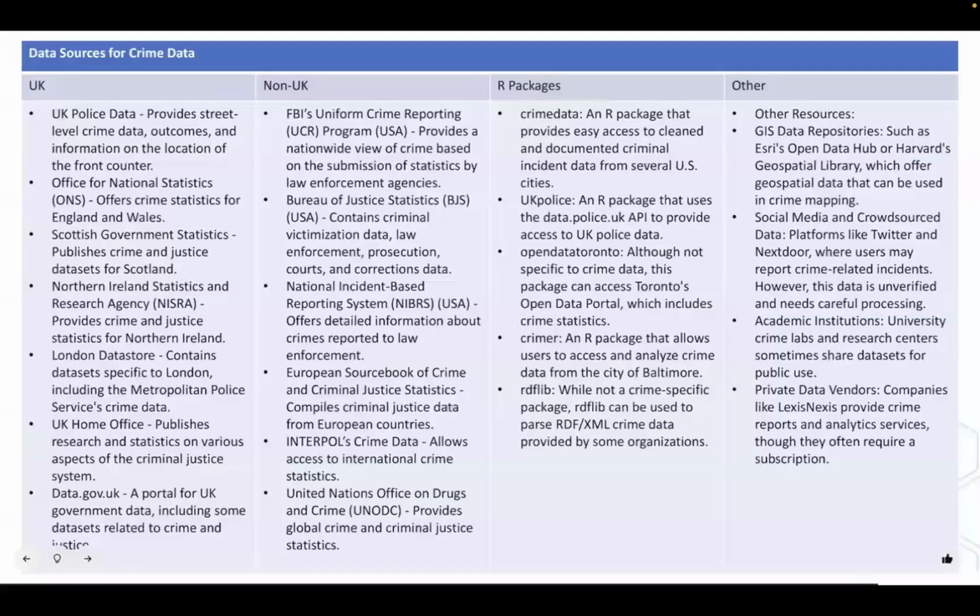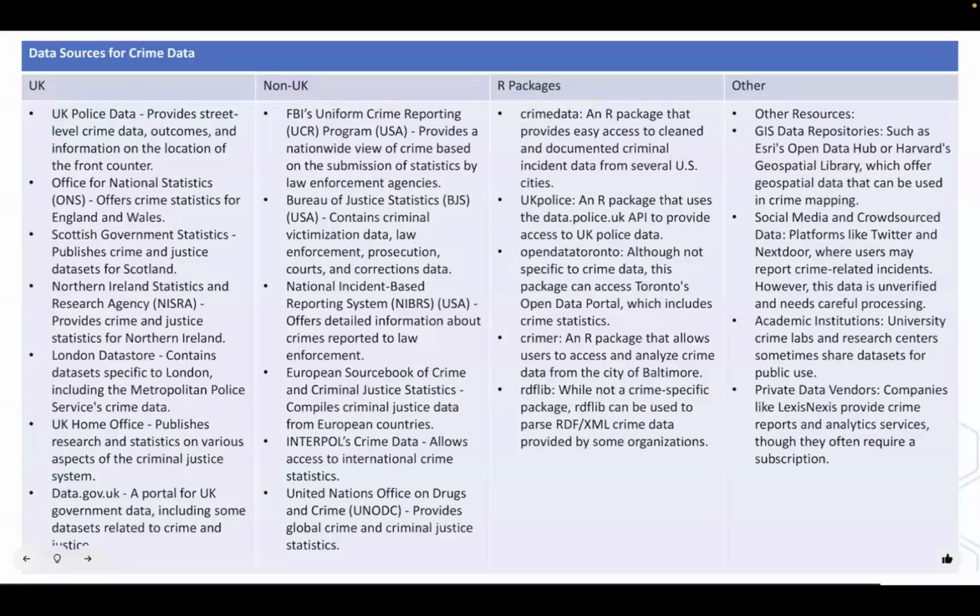We're coming towards the end, so I just wanted to draw your attention to some of the data sources for crime that are out there. I've listed UK, non-UK, R packages, and other data sources. If you're in the middle of creating some research or writing a dissertation project and you're not quite sure where to obtain this data from, then here's a pretty good list for you. I've used the census data, the UK police data, and shapefile data as well.